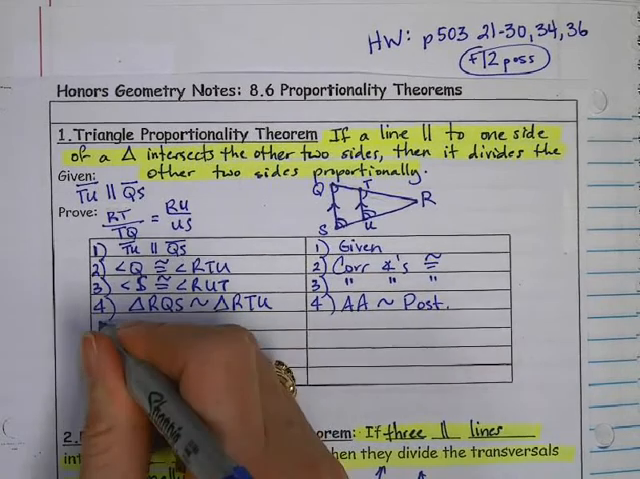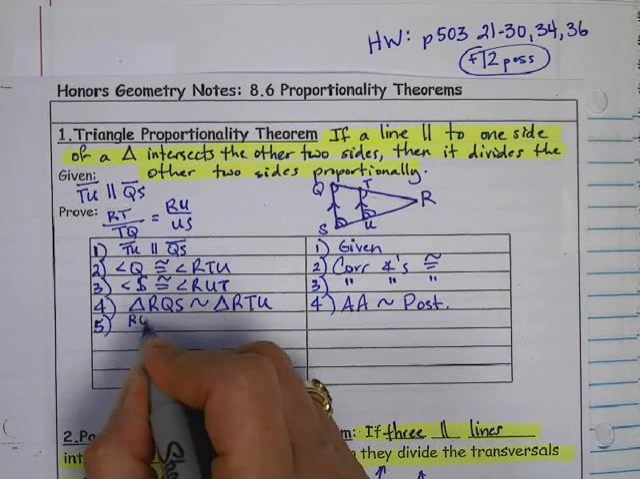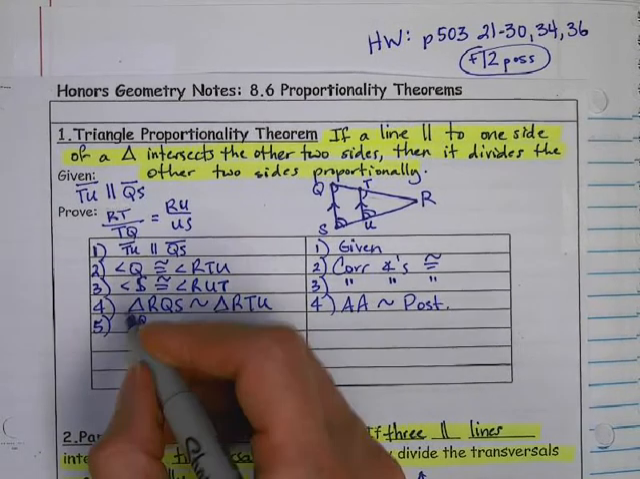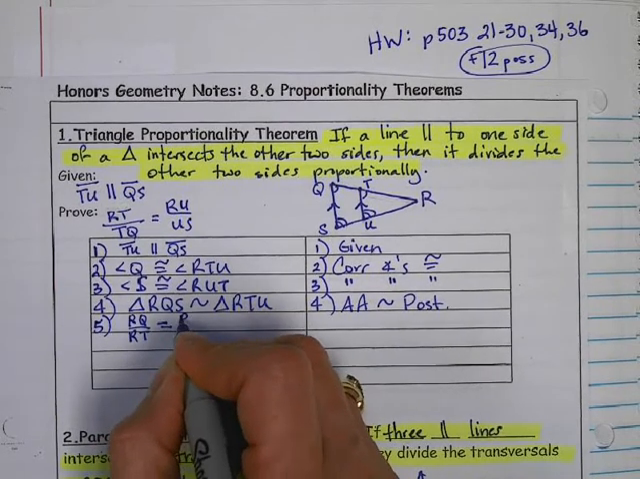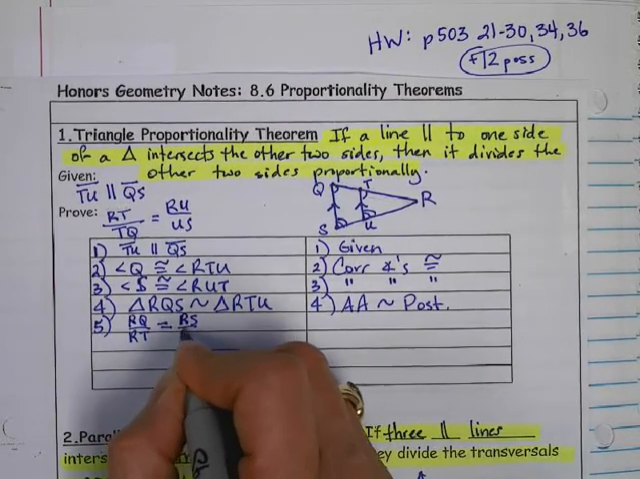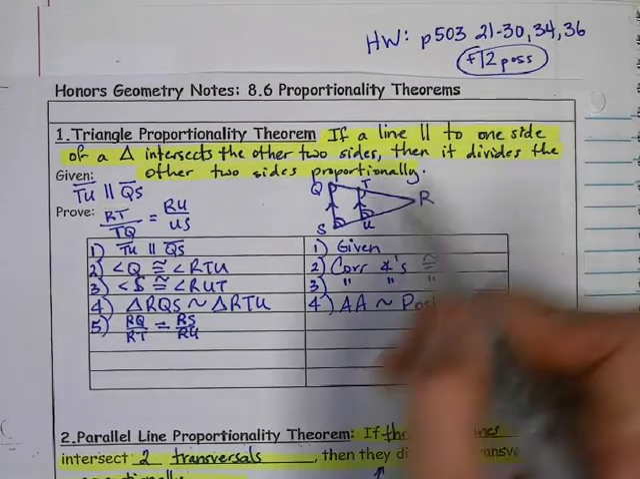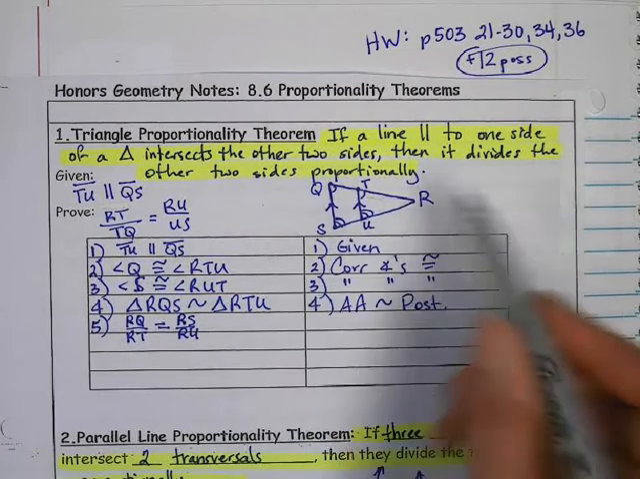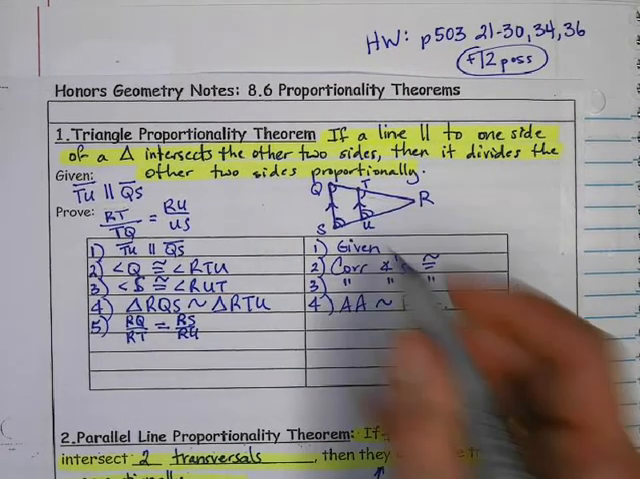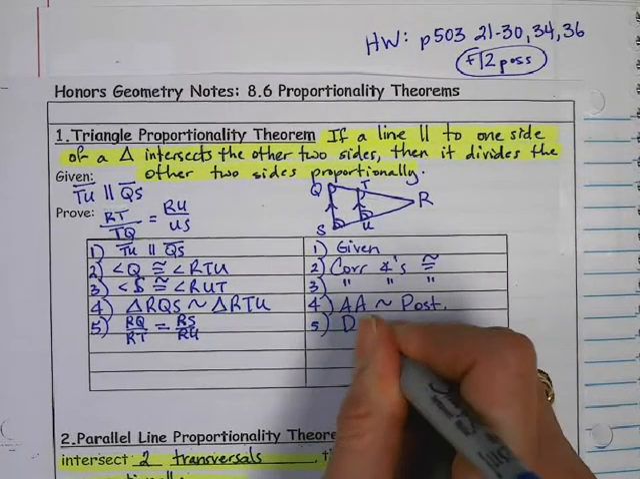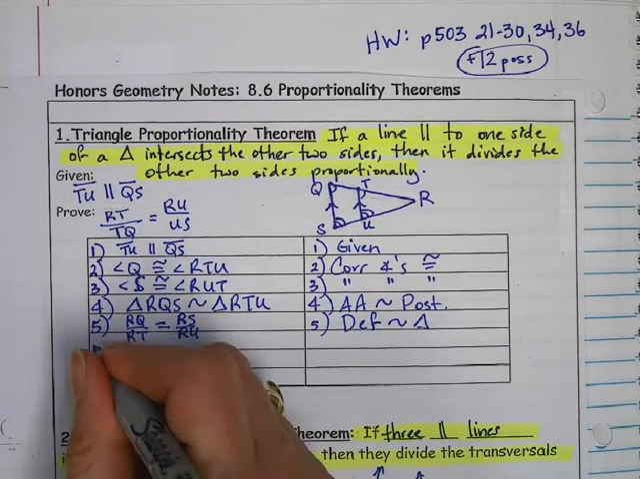So since the triangles are similar, then we know that RQ over RT is equal to RS over RU. And that's just the definition of similar triangles. Alright, that's what happens when you have similar triangles.